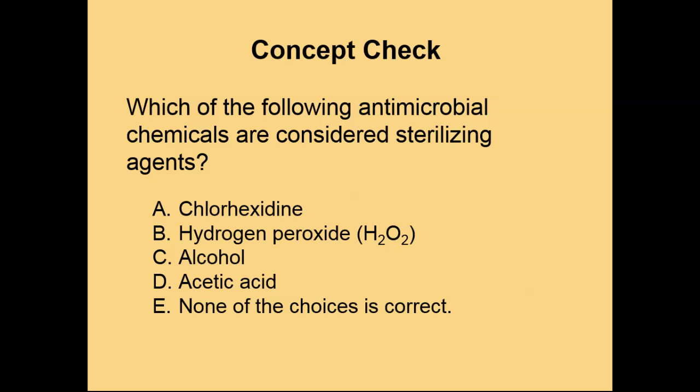So, concept check, class. Which of the following chemicals are considered sterilizing agents? We have A, chlorhexidine, B, hydrogen peroxide, C, alcohol, D, acetic acid, or E, none of the choices above are correct. If you don't know the answer, that is okay. You can pause the video, flip back in your notes, check your PowerPoints, check your textbook, or rewind the video. So pause it and get me an answer. 1, 2, 3, 4, 5.